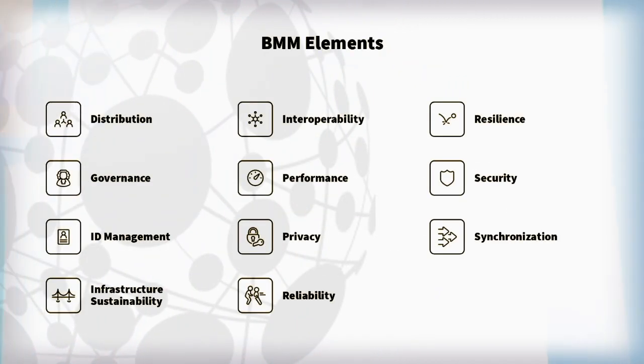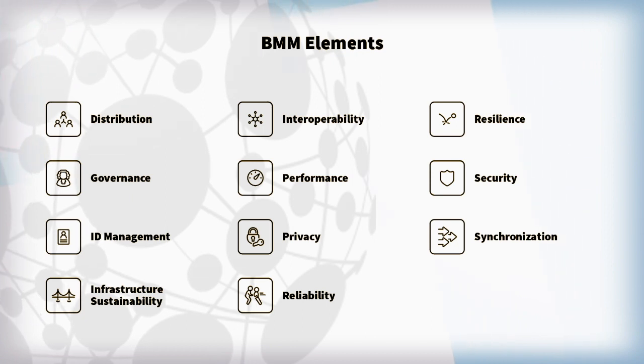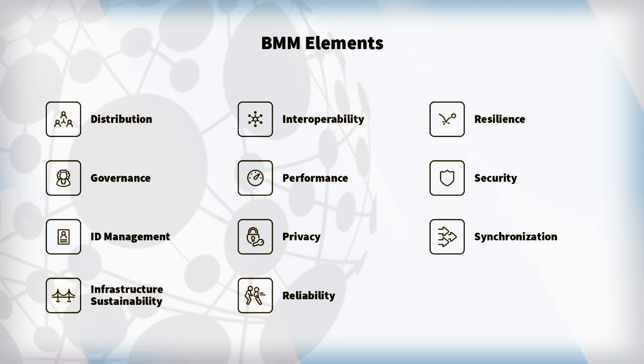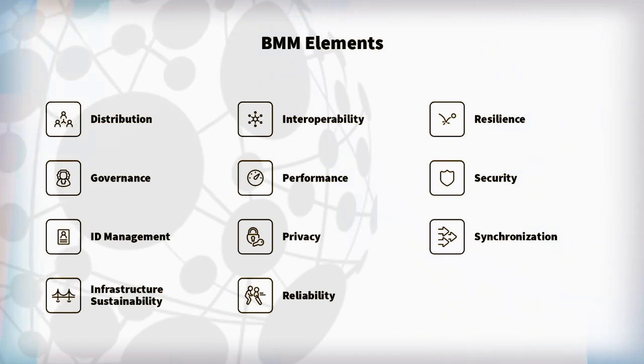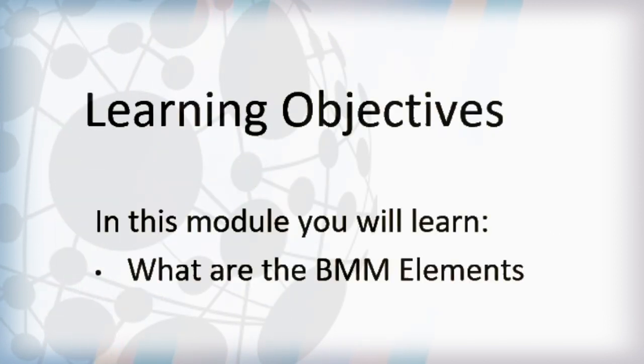So those are the BMM elements. And why are they important? Because they identify the things that a blockchain solution has to have in place in order for it to be trusted and sustainable. And you need all 11 elements because not having any one of them makes a blockchain solution untrustworthy. So in this module, we explored the 11 BMM elements that are essential for building a mature blockchain system.